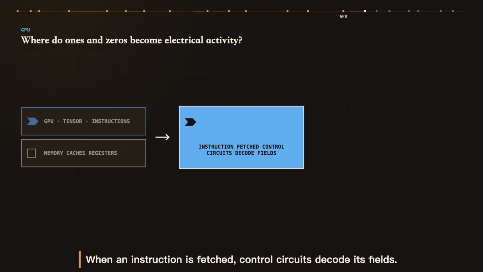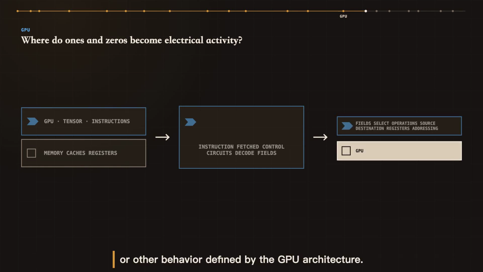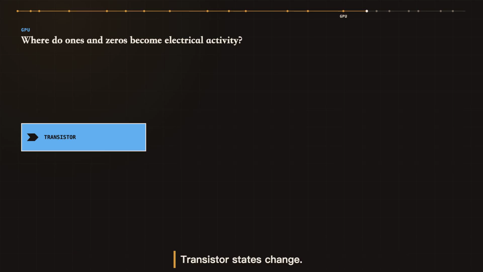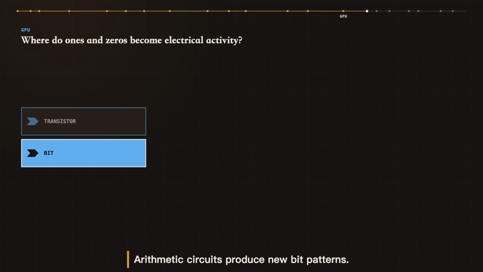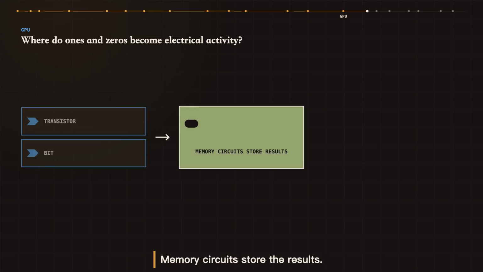When an instruction is fetched, control circuits decode its fields. Those fields select operations, source and destination registers, addressing modes, or other behavior defined by the GPU architecture. Clocked circuits move data through registers and functional units. Transistor states change. Arithmetic circuits produce new bit patterns. Memory circuits store the results.